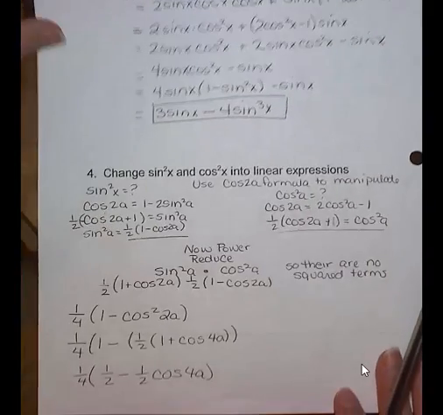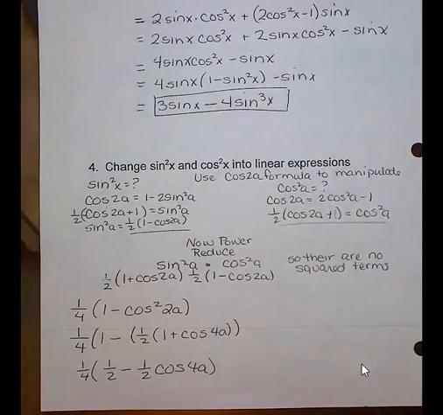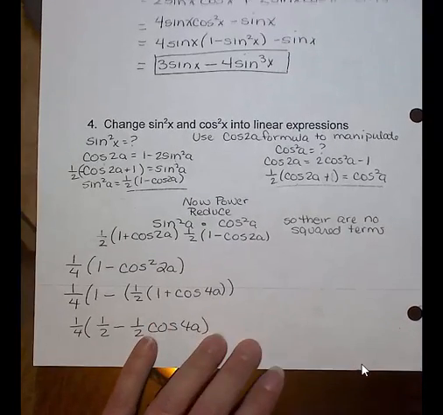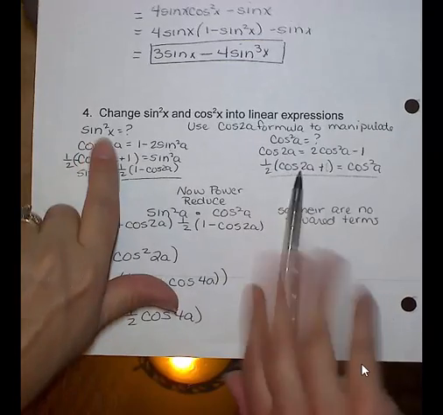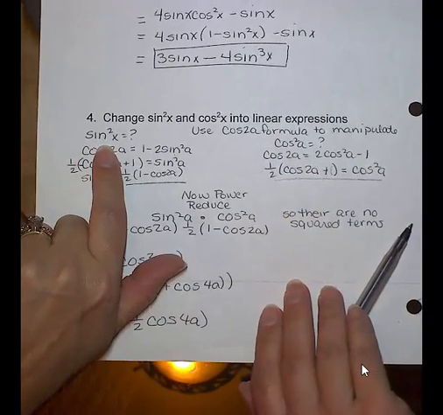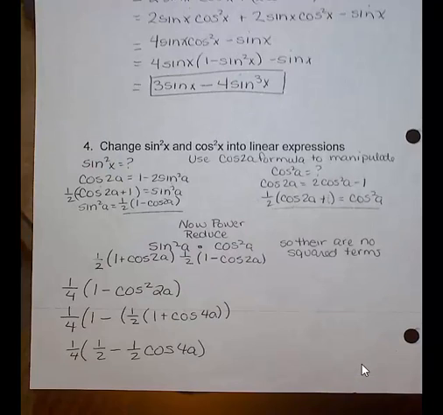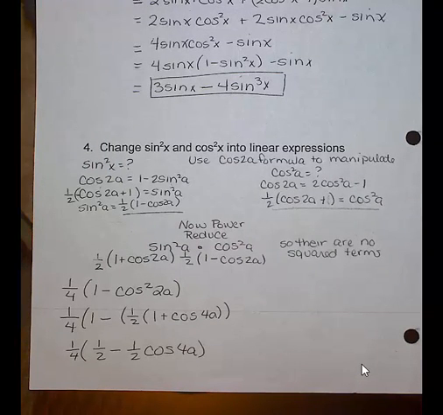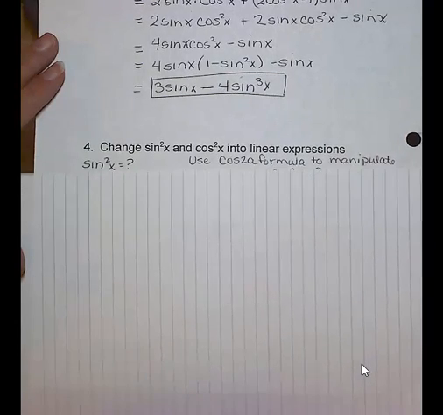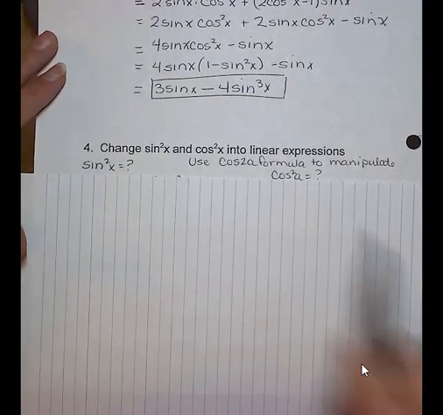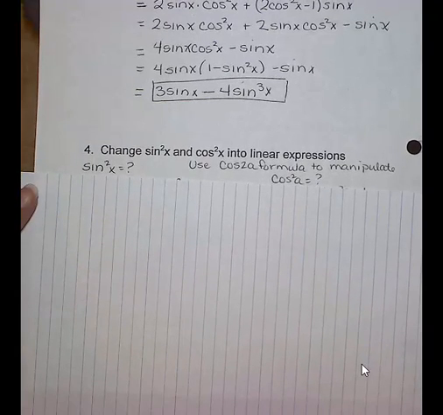But this is the one I really wanted to get to, changing sine squared and cosine squared into linear expressions. So here, what this is asking is, what is sine squared equal to? And sine squared is not a linear term. We want a linear term, no squareds, no cubes on there, because we're going to have to reduce it in calculus. These are also called power reducing formulas. Make sure you know that as well.